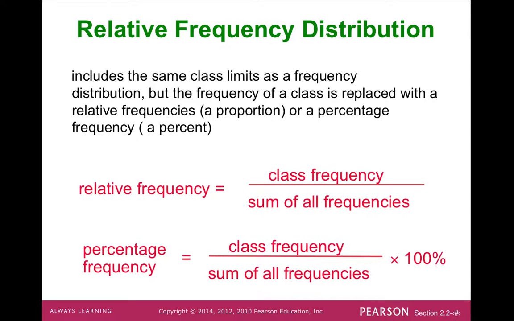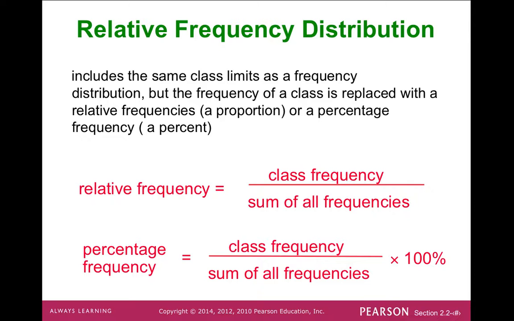Okay, so we've talked about frequency distributions, but a lot of the time, instead of a true frequency distribution, statisticians use something called a relative frequency distribution. And basically all this is the exact same class limits as the frequency distribution that we already saw, but the frequency of a class is replaced with a relative frequency, which is also called a percentage. So when you think relative frequency, think percentage.